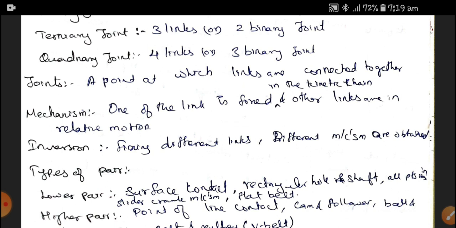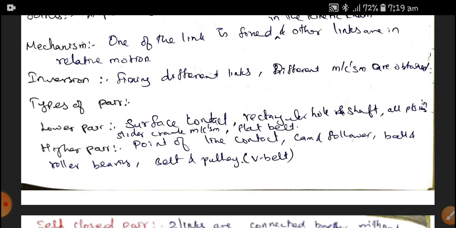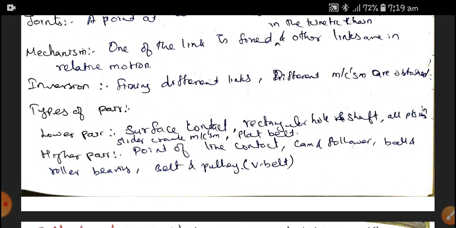With this, the introduction is complete. Next, we are going to discuss the types of pairs. It is a very interesting and important topic. First of all, we have to know what is meant by a lower pair and what is meant by a higher pair. In a lower pair, the contact is a surface contact with more contact area, so the area becomes huge and the coefficient of friction becomes more. Therefore, it is a lower pair. For example, a rectangular rod in a hole, or a shaft in a bearing, is a lower pair.